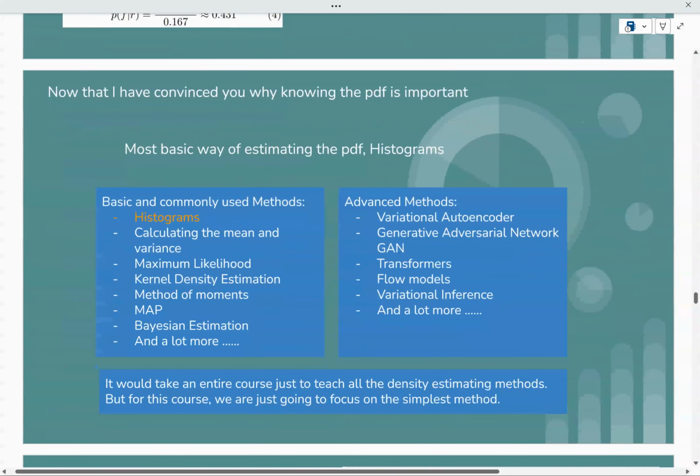All right, so now that I've convinced you why knowing the PDF is really important, we want to talk a little bit about visualization. Given some data, we want to get a sense of what this probability distribution looks like, right? And the easiest and most basic way of visualizing it is called a histogram. There are many other ways, which we're going to learn a good deal of, but we'll learn the easiest one first, which allows us to essentially visualize it.